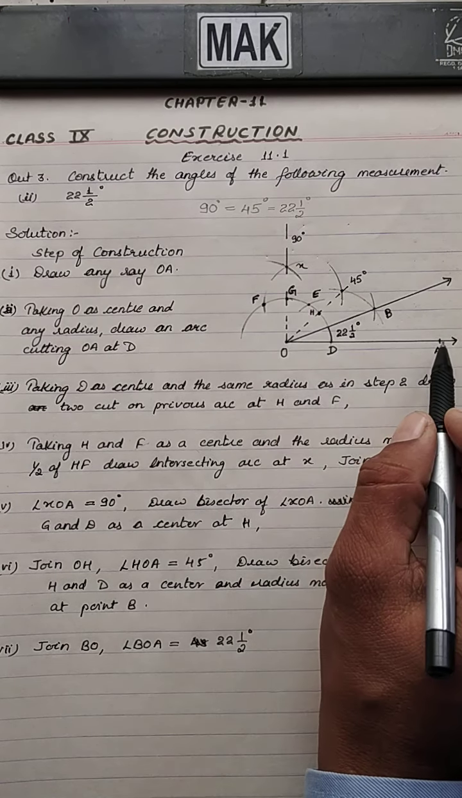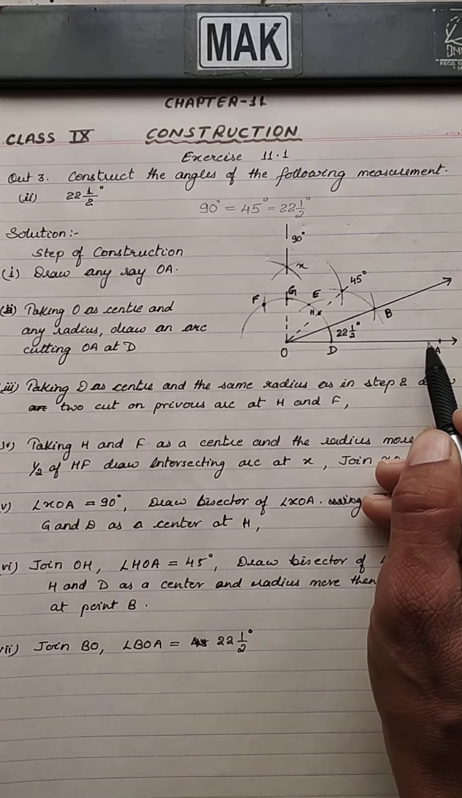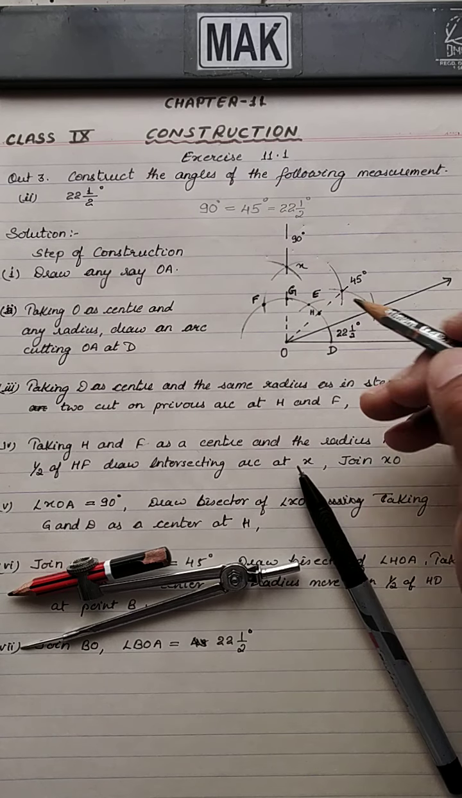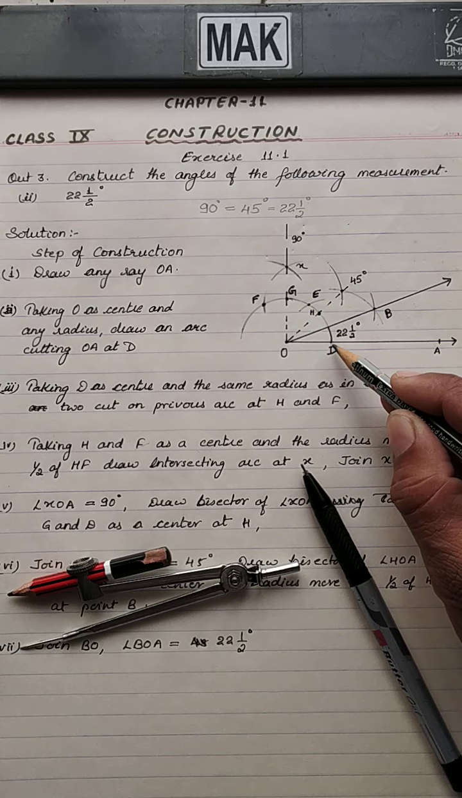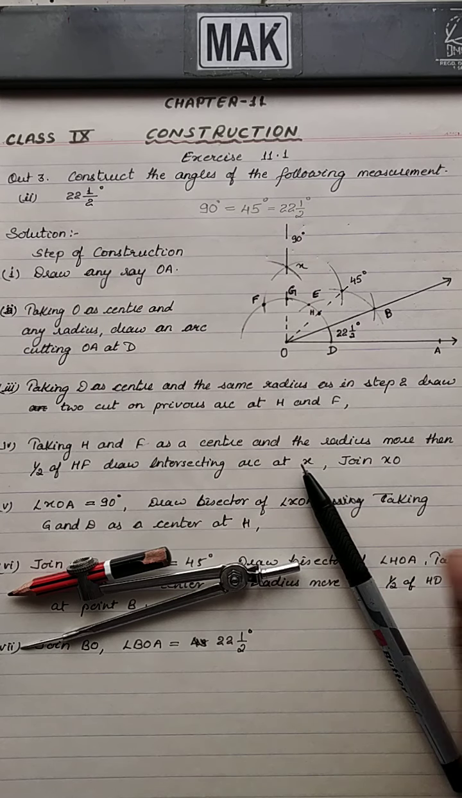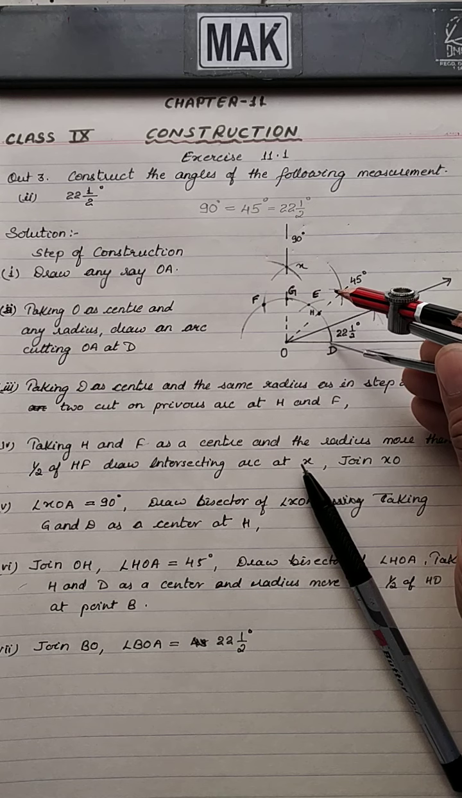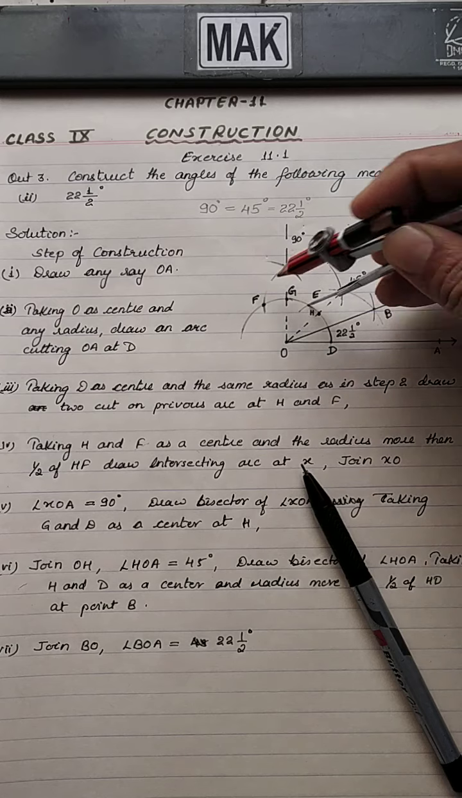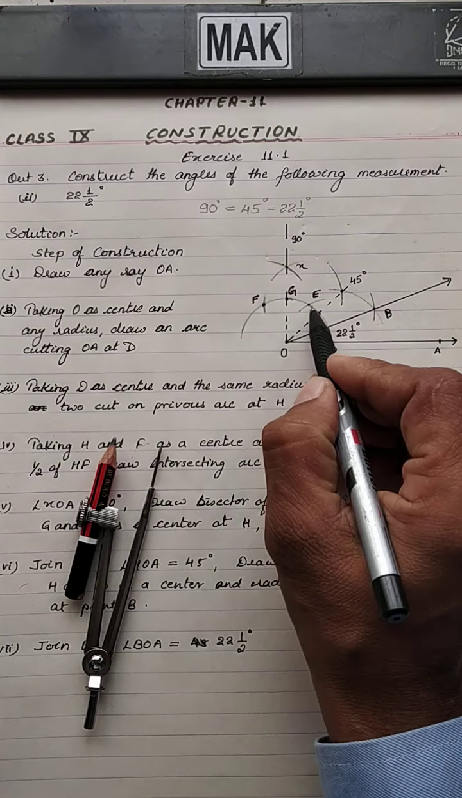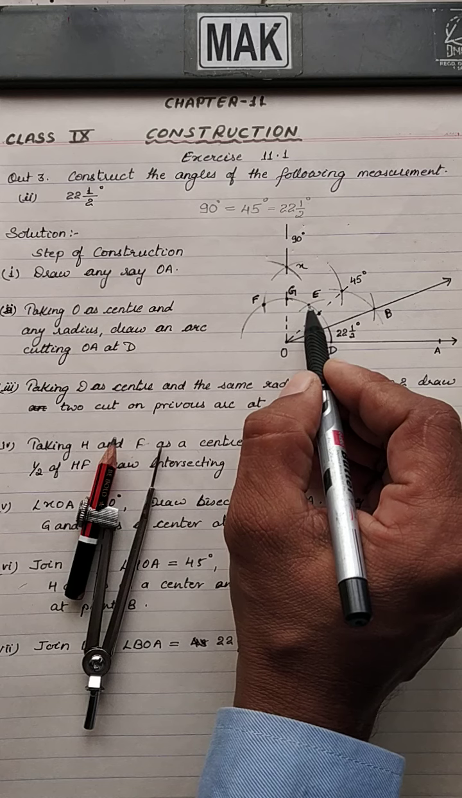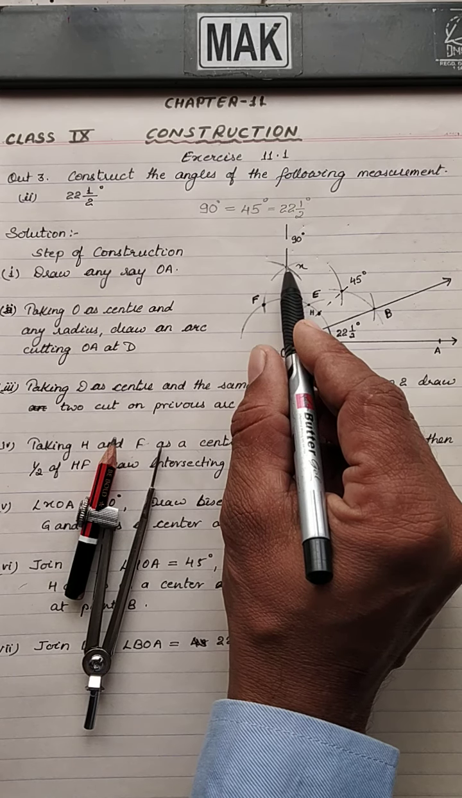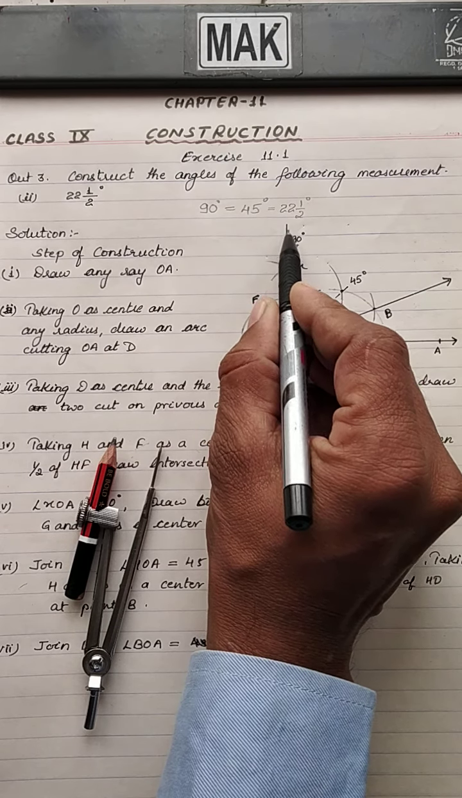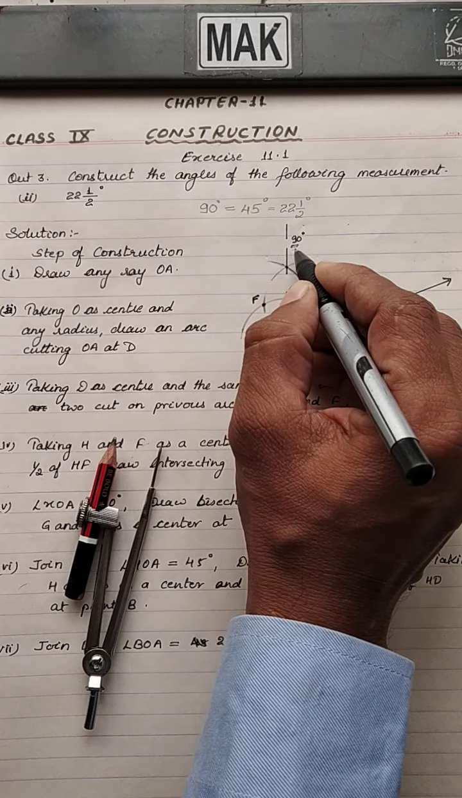Once again we will see what we have done. First of all, we have drawn a ray OA. On ray OA, we have drawn an arc, which intersects OA at D. Then taking D as a center, we have cut an arc E, and then F. Now from E and F, we have drawn a bisector of the arc EF at X. We have joined XO. It is 90 degrees. That's why I have written 90 degrees on this line, at the place X.